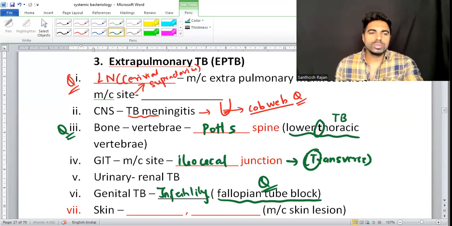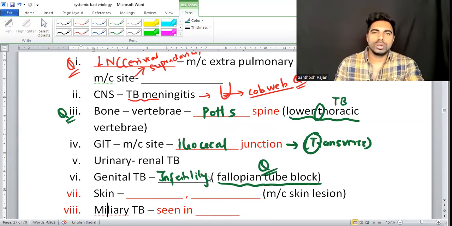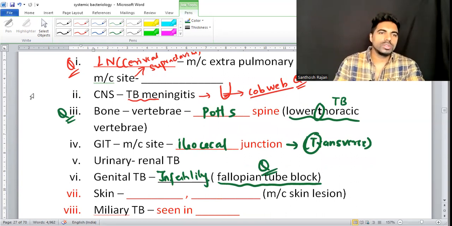In skin, it causes many things. But what is most important? Which is the most important one here? In skin, which is the most important one?